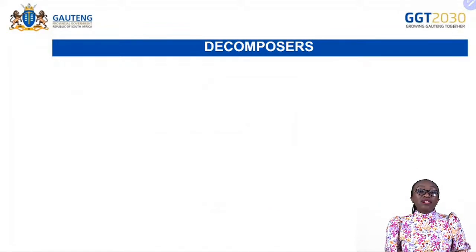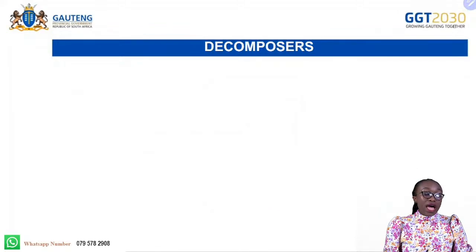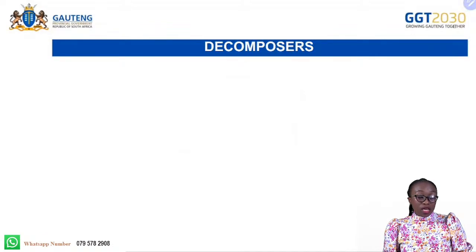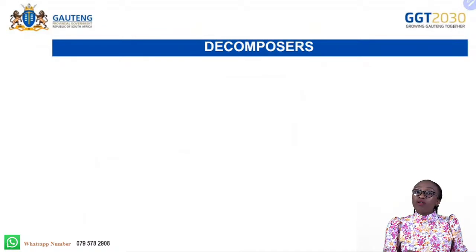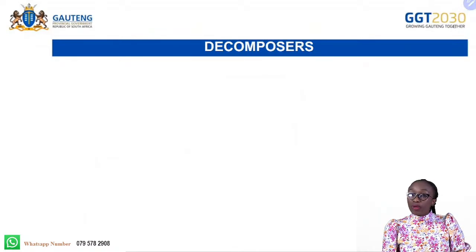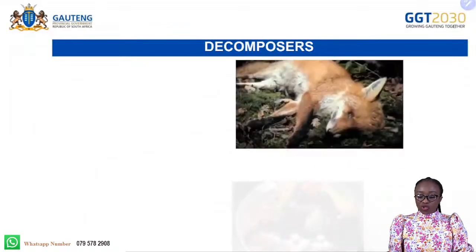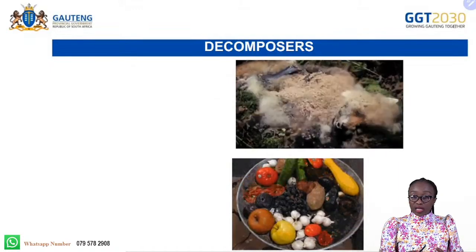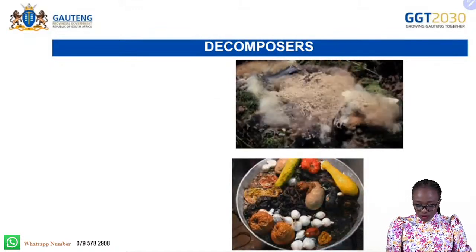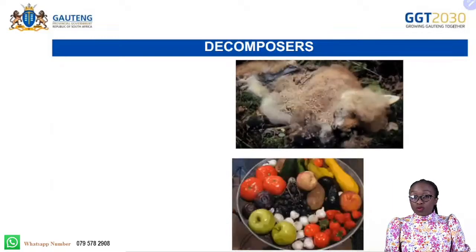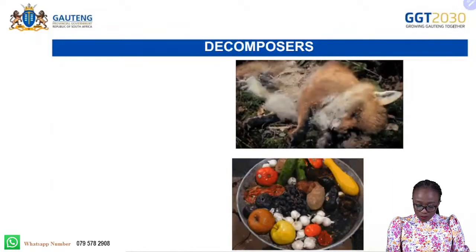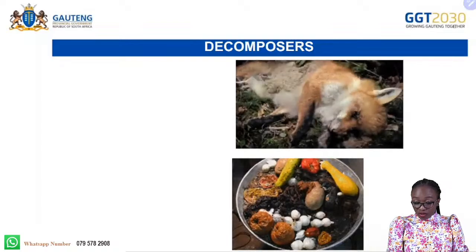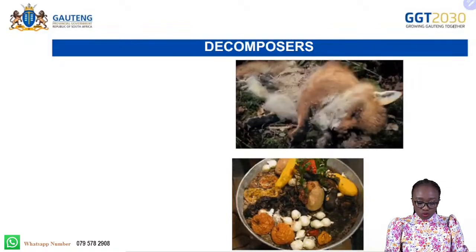Okay, now let's go back in time and learn about decomposers. If you remember, we did learn about decomposers in previous lessons. So now let's take a trip down memory lane. Back to our fox here that died in the forest, and then decomposers started breaking it down. And then we've got a fruit bowl there. It also was broken down by decomposers. And if you look at the end there, we've got new plant growth.